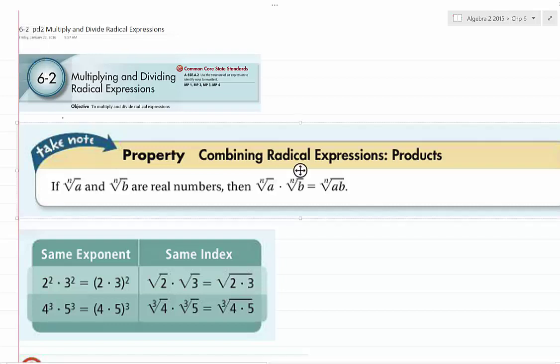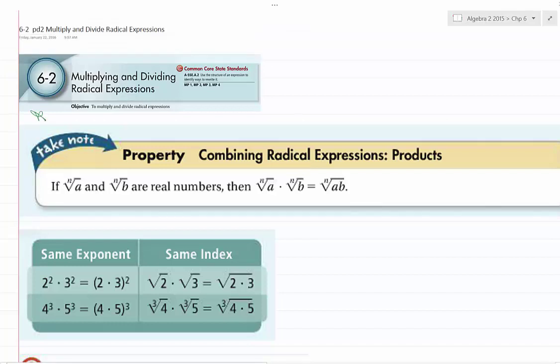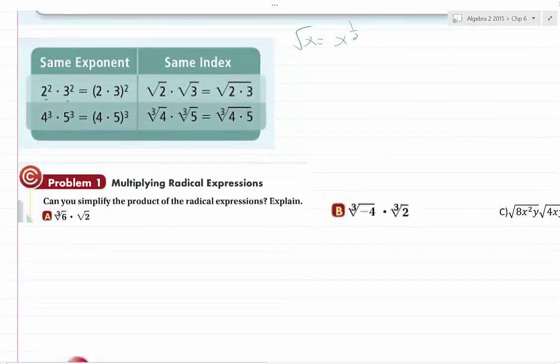Alright, just a couple rules for today as we look at the next section. If you are multiplying with the same index, then you can go ahead and multiply those radicands. This works the same as an exponent. Remember we talked about the square root of x being x to the 1/2 power. So all those rules apply that we've been reviewing from Algebra 1. When we look at multiplication, this shouldn't be too bad.